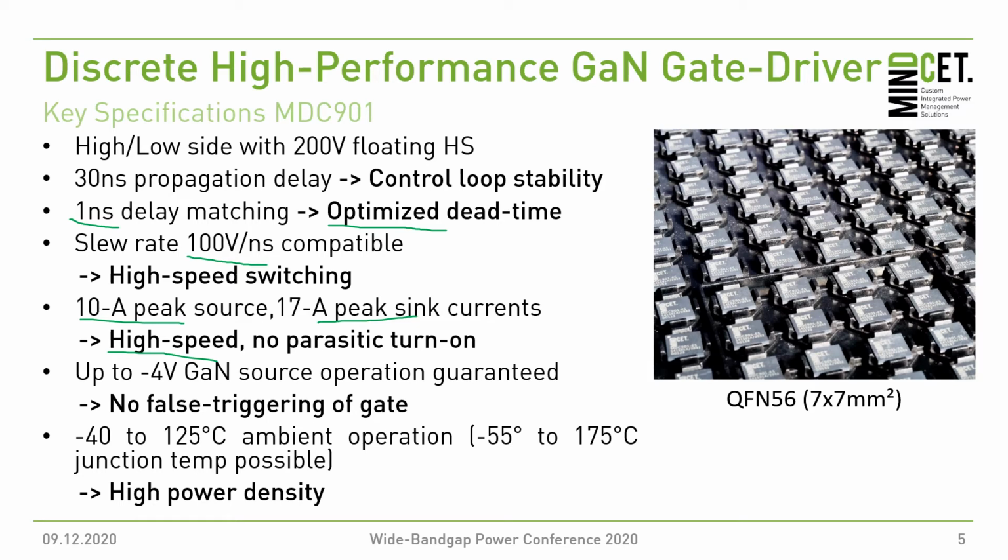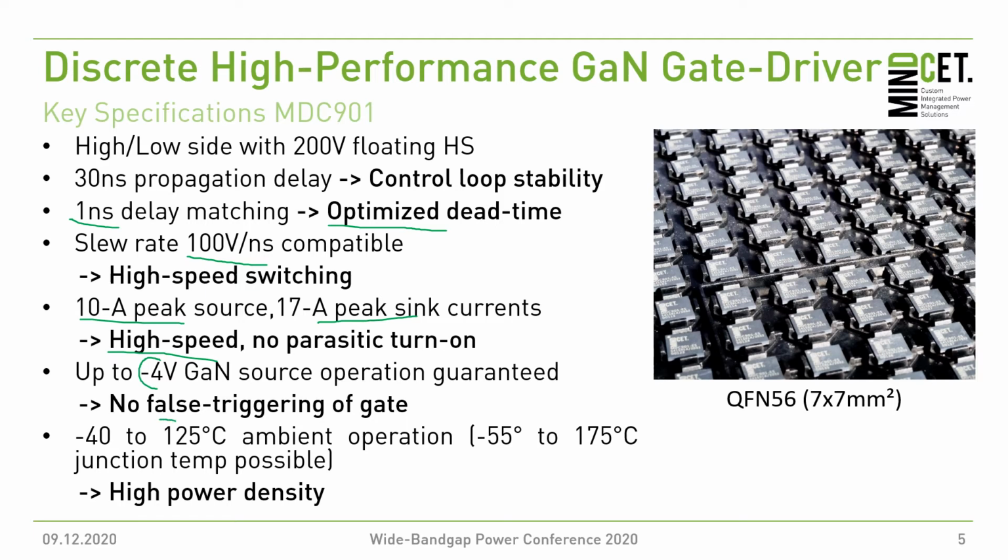Up to -4 volt source operation we can withstand, so no false triggering happens or nothing breaks down, which is important because especially during recirculation in the dead time, the GaN has a quite high forward voltage, so -4 volts is possible. Finally, to make a high power dense system, you need to put your gate driver also close to the power stage, which in turn will become hot.